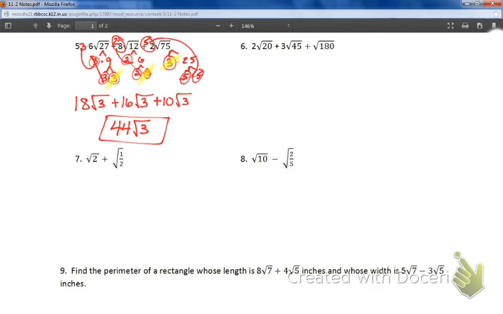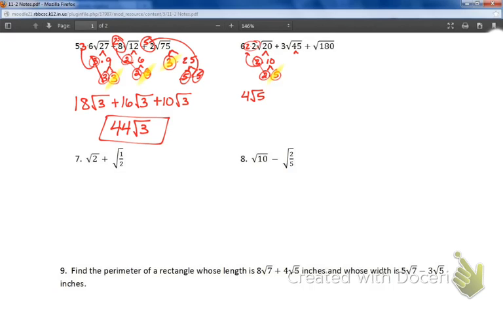Alright, number 6, I'm going to start out here by simplifying the square root of 20. 2 times 10. 10 is 2 times 5. This pair of 2's comes out front as a 2, and it gets multiplied with that 2 that was already out there, and we get 4 root 5, because the 5 was the only thing left over on the inside.